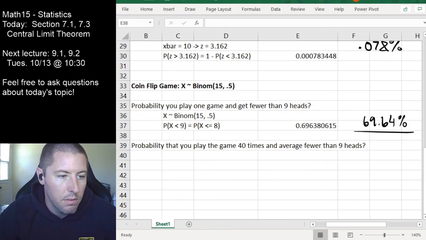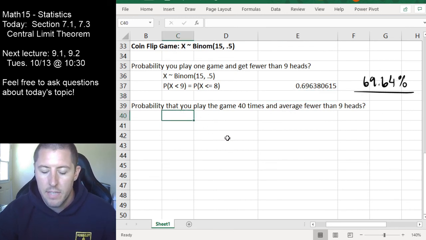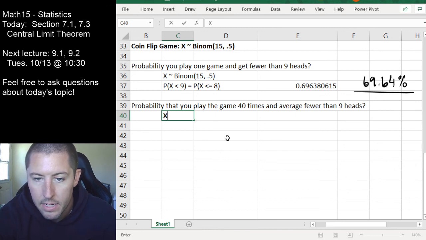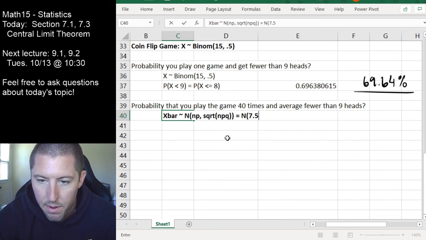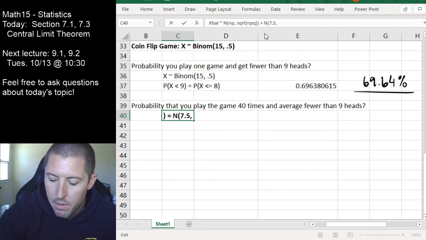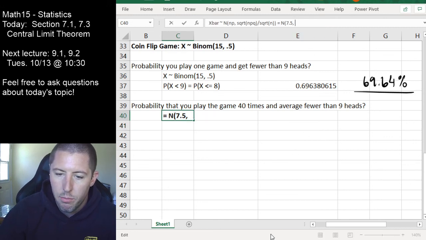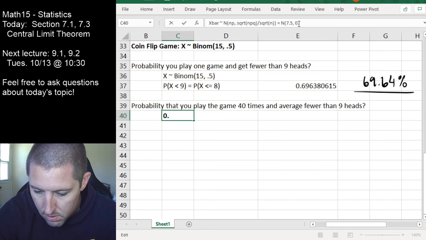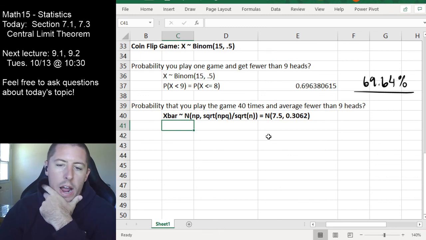So switching back over to Excel for our last one right here. We have already done this guy right here. So let's phrase this one both ways now. So now we're going to see that x bar is distributed normally. np and the square root of npq are our two terms there. And that got us a normal with 7.5 and the square root of npq over the square root of n. And that should be 7.5, and what do we get? 0.3062 for the other term. So now we've determined the normal distribution that describes the sample means.